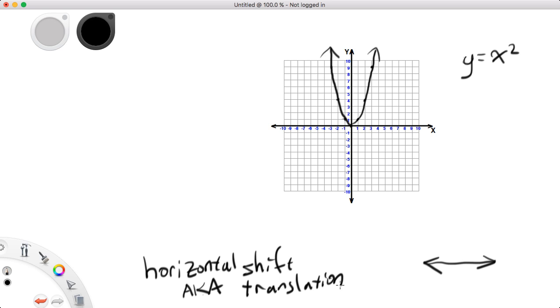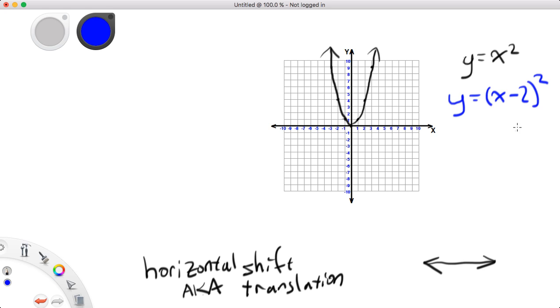All right. But what if we want to do a horizontal shift? Horizontal meaning, of course, back and forth along the x-axis. What if we want to go back and forth? What if we want to do a horizontal shift, AKA horizontal translation? Well, it turns out something similar happens.